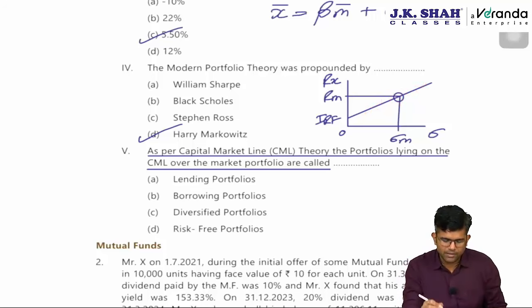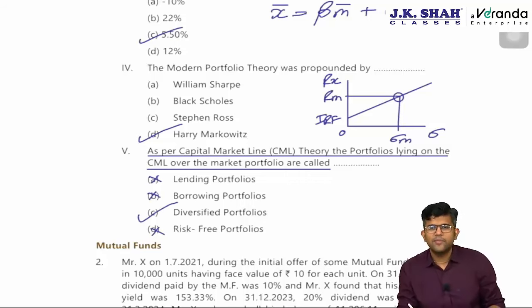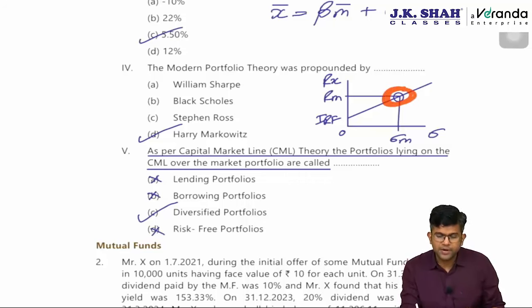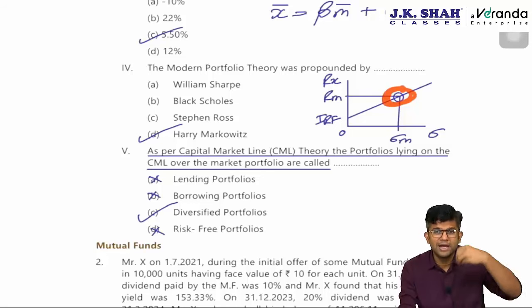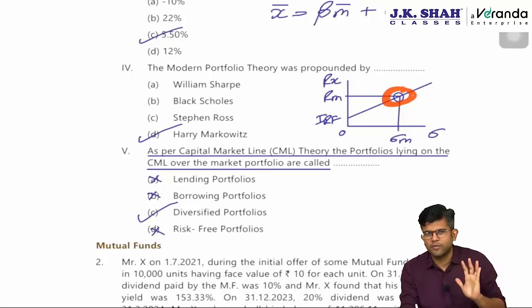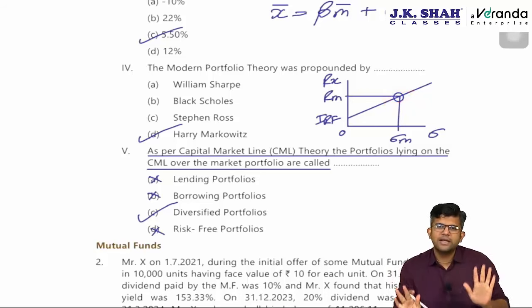Hence the answer to point number 5 can neither be lending nor borrowing nor risk free, they will be called as diversified portfolio. Everybody clear? So diversified means you're diversifying in various shares within the market. Also in this particular portfolio, do you realize there is neither any element of you lending in risk free nor borrowing from bonds. It is purely invested in shares.